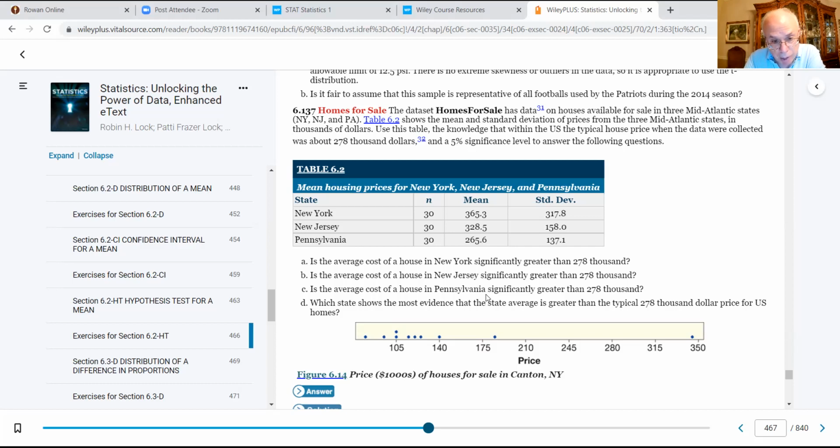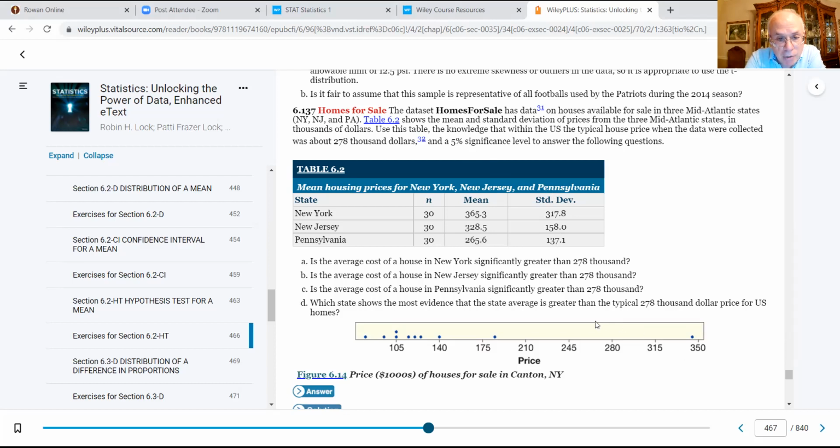This is something you might want to try on your own. So see what the p-values are. Assume alpha is 0.05, that's what they say up here, 5% significance level, and calculate each of these p-values and compare it and see if you would reject or not reject the null hypothesis.